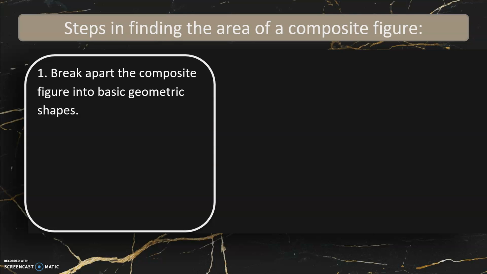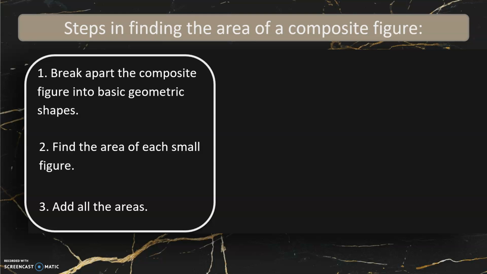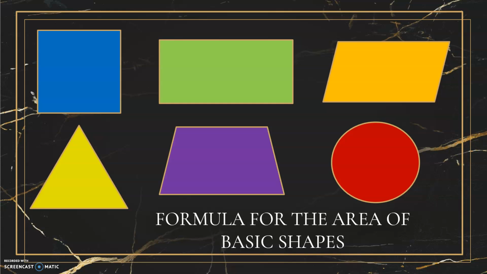First, we break apart the composite figure into basic geometric shapes. Then we find the area of the basic figures which make up the composite figure, and we add all the areas of those basic shapes.